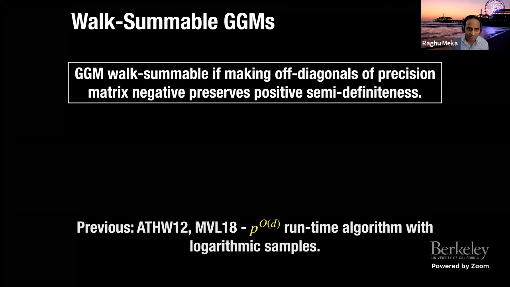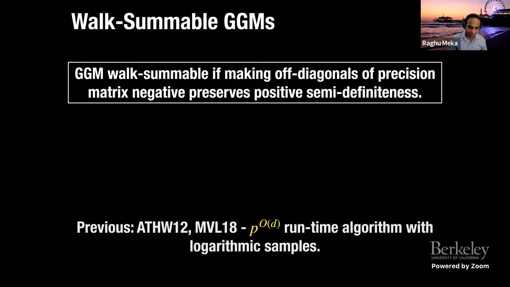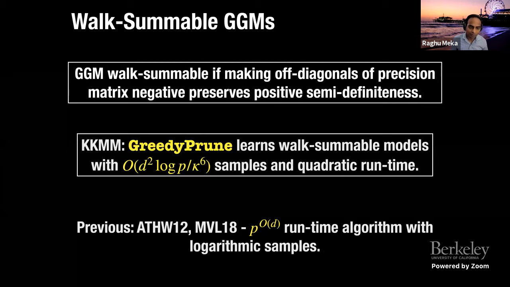And the best previous result for learning walk-summable GGMs goes back to the work of Anandkumar and others from 2012, who gave an algorithm which learns walk-summable GGMs with logarithmically many samples, where runtime was again p to the O of d. And the second result that we have is that walk-summable models are actually learnable efficiently with quadratic runtime and dependence which is logarithmic in the dimension. The dependence on the degree d and kappa are polynomially worse off. You have d squared over kappa to the 6.